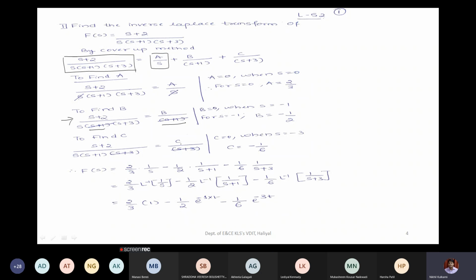Similarly, for c divided by s plus 3, this term and this term will cancel out, and this will be 0 for s equal to minus 3. If you put that value here, minus 3 plus 2 will be minus 1, and minus 3 plus 1 will be minus 2. Minus 2 into minus 3 will be 6. So here minus 1 is there, divided by 6. That will be the value.